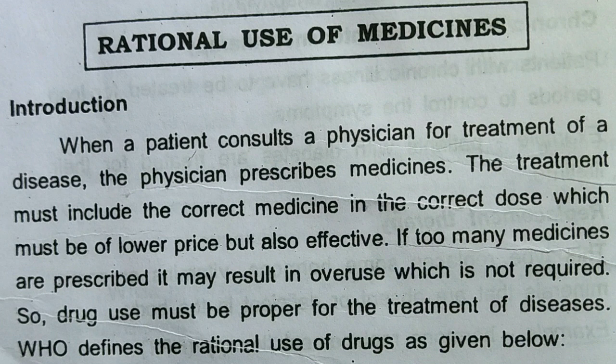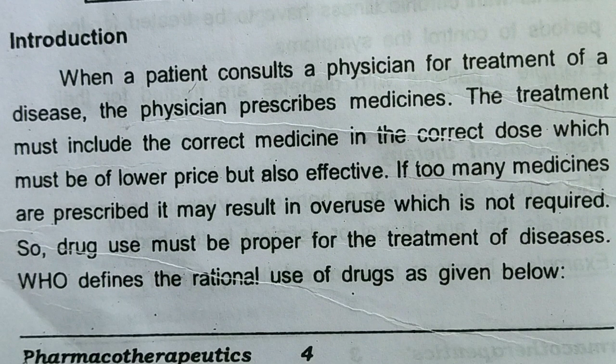When a patient consults a physician for treatment of a disease, the physician prescribes medicine. The treatment must include the correct medicine in the correct dose, which must be lower in price but also effective. If too many medicines are prescribed, it may result in overuse, which is not required. So, drug use must be proper for the treatment of disease.